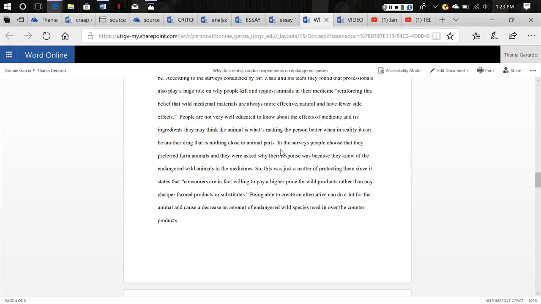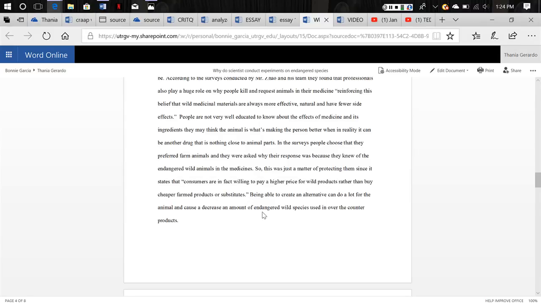It says that it did surveys for people to choose between farm animals and wild animals, which ones they thought were a better choice for medicine. And then I explained more. So this was just a matter of protecting them, since it states that, and then I stated another quote that went with the other quote. It said, "Consumers are in fact willing to pay a higher price for wild products rather than buy cheaper farmed products or substitutes." And then I explained that quote again.